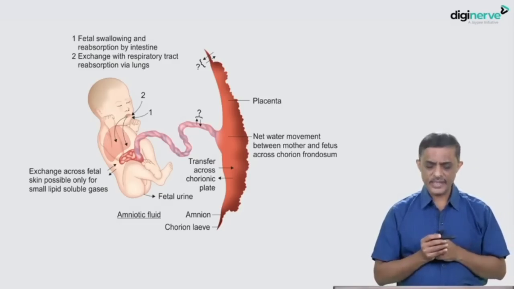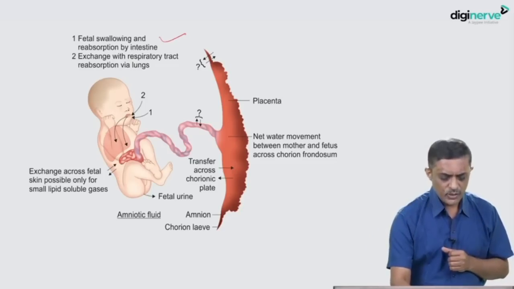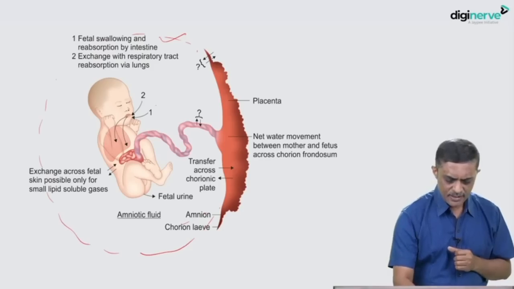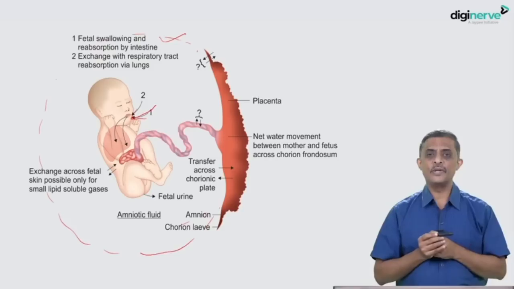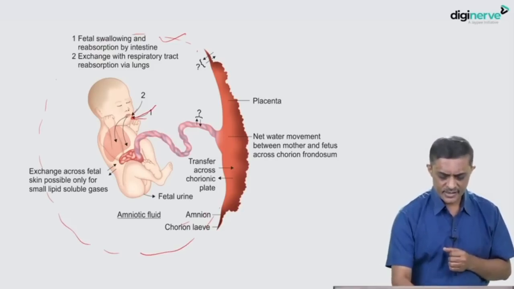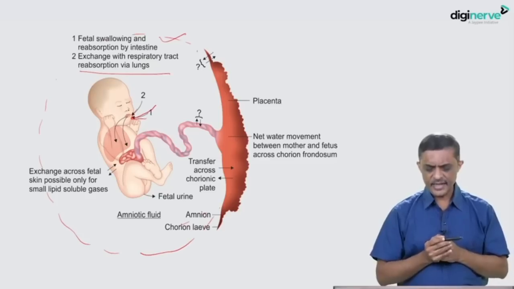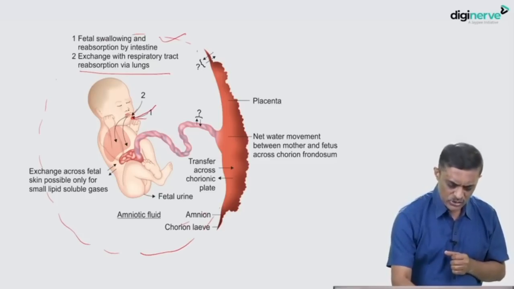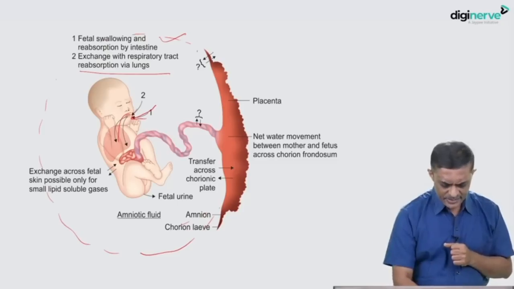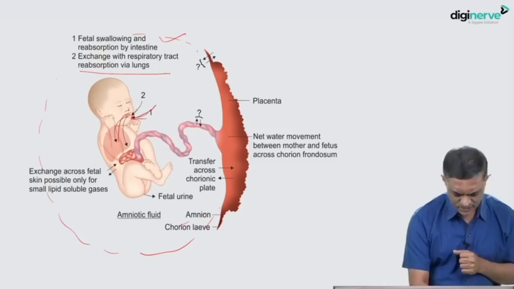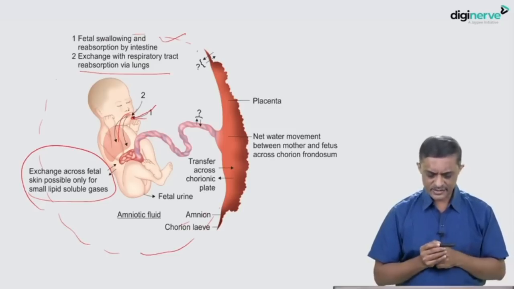If you study the mechanics, there is fetal swallowing and reabsorption by the intestine. The fluid that accumulates in this amniotic sac, the baby will swallow, and it gets into the GI system, which is absorbed into the circulation of the baby through the intestine. This is one way in which amniotic fluid goes into the system. Then there is exchange with the respiratory tract and reabsorption via the lungs. The aspirate also goes to the lung, and in the lungs the fluid reabsorption occurs, right? And exchange across the fetal skin is possible only for small lipid soluble gases. Across the skin, it is possible only for the gases and not the liquid.